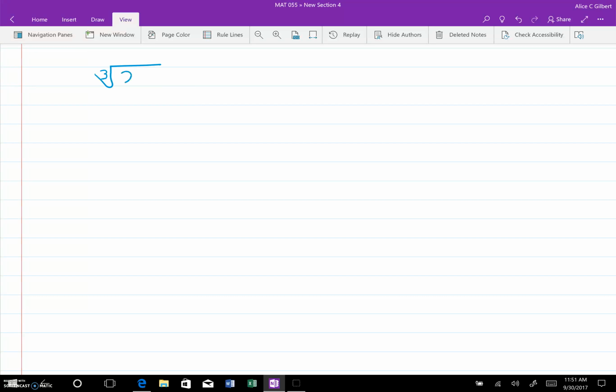So the cubed root of 28 times the cubed root of 2. So the indexes are both the same. I'm multiplying, so I can multiply these two things. 28 times 2, that's 56. Now I just need to find if I can reduce the cubed root of 56.